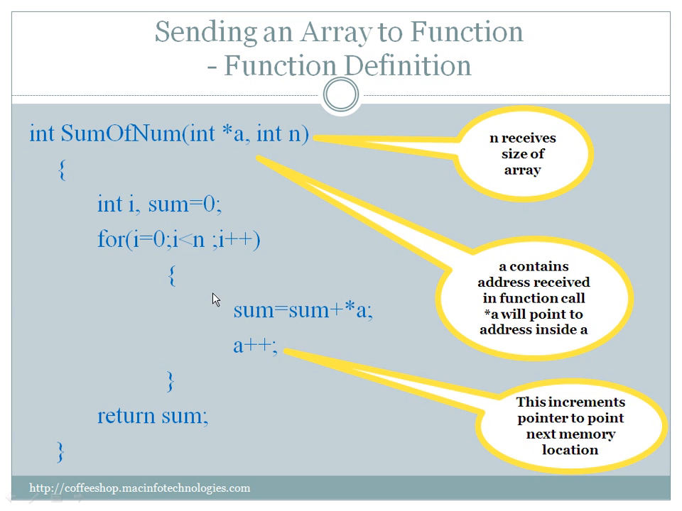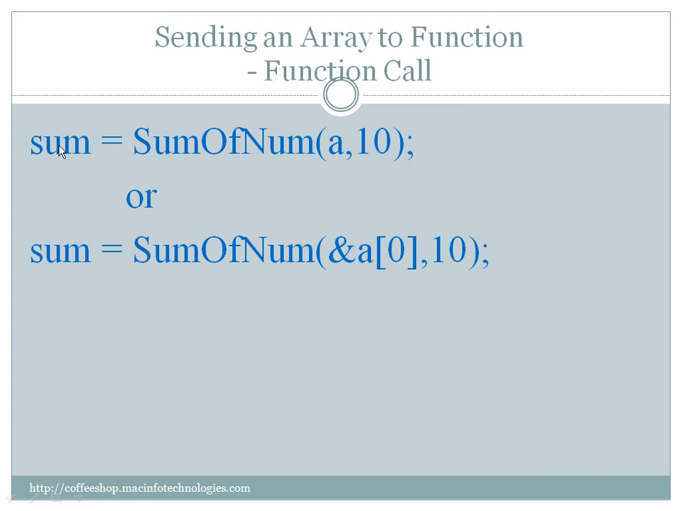After the loop completes, we'll calculate sum and return the sum to the calling function. That will be returned to the sum of the calling function. This may be the main function. The main function also contains a variable called sum. Sum is equal to sum of, we call the function. We are sending an address. You can see I'm just typing here a.